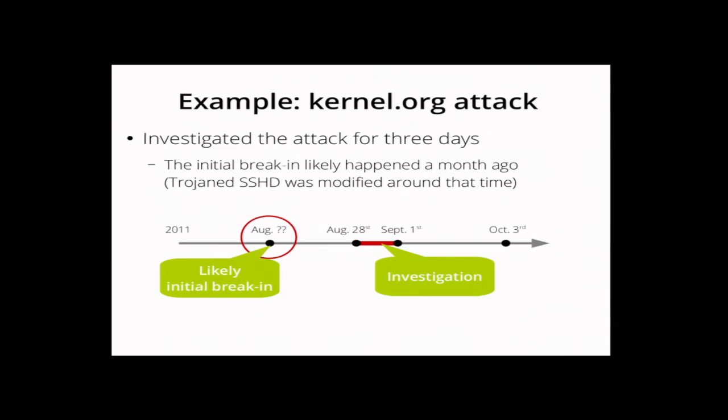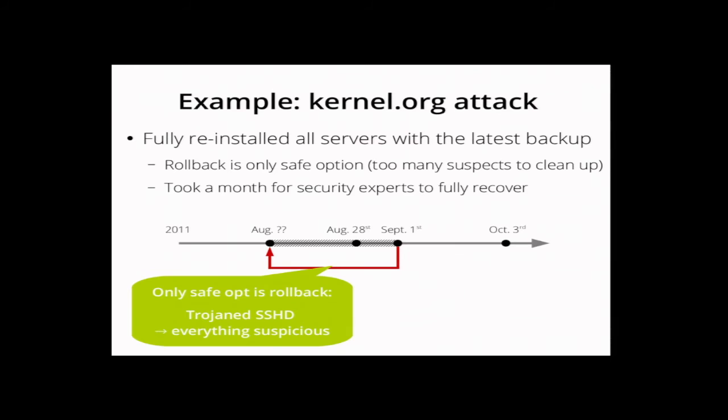After 3 days of investigation, they found out that the initial break-in likely happened about a month ago because the Trojan secure shell server was modified around that time. You know what they ended up doing after this investigation? They decided to fully reinstall all of the suspicious servers with the latest backup. In fact, at this point in time, recovering with an earlier backup is the only safe option, because after the secure shell was modified, there are too many suspects to clean up manually.